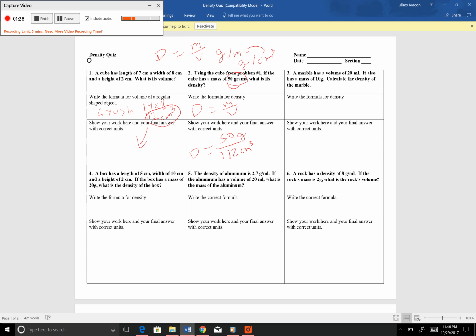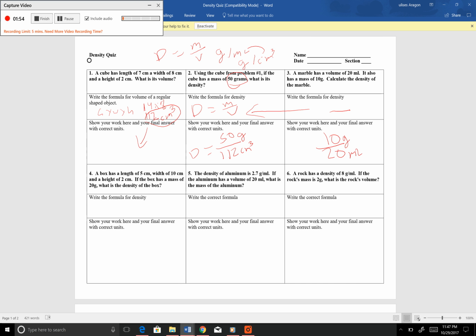A marble has a volume of 20 milliliters. So we have a formula for density, this one here. Volume is 20 milliliters, right? And then mass is 10 grams. So what is the density? Well, the density is half, right? 1/2 or 0.5 grams per milliliter.